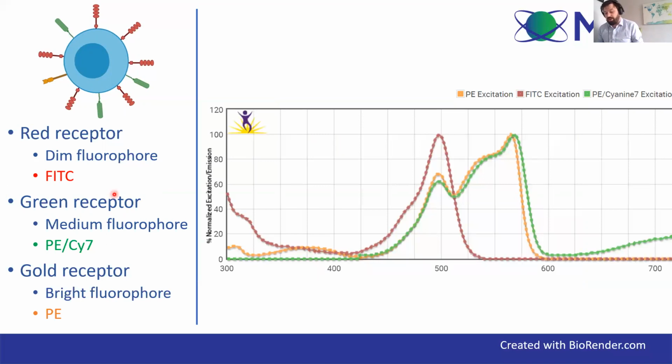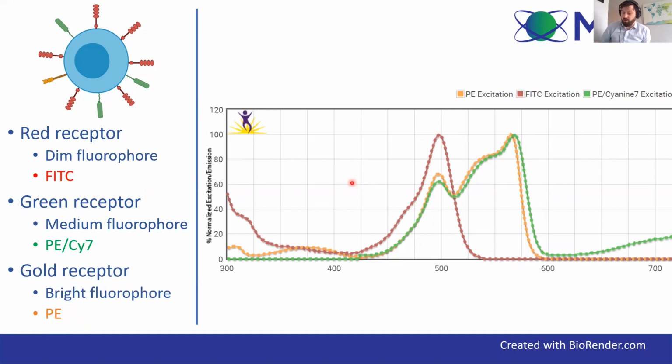So let's just take a look at how this panel might go on the cytometer. Here we can see the excitation spectrum of these 3 fluorophores. I have put FITC here in red because that's for the red receptor. I've put PE-Cy7 in green because it's for the green receptor. And I put PE in gold because it's for the gold receptor. So we can see the 3 excitation profiles here.